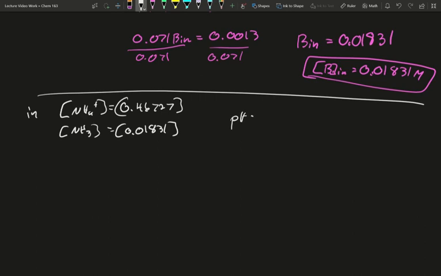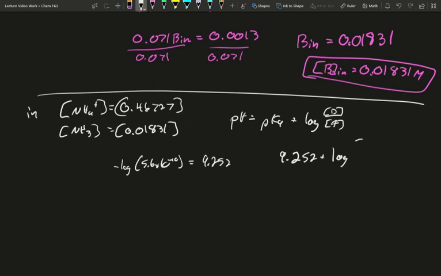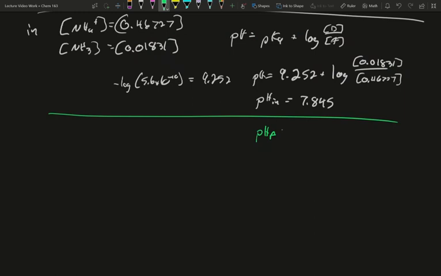So let's take those. Our pH is going to equal the pKa plus the log of the base over the acid. Negative log of 5.6 times 10 to the minus 10. Our pKa is going to equal 9.252. So 9.252 plus the log 0.01831 over 0.46727. That's going to equal our pH. And our pH initial, 7.845.